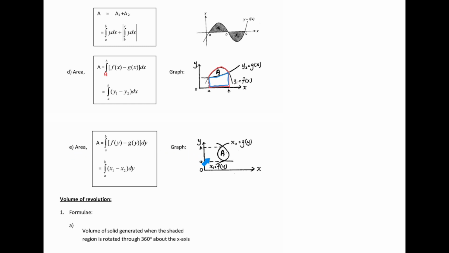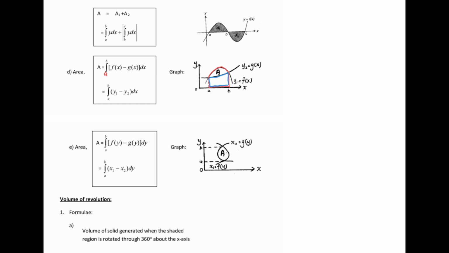Okay, so we move on. Next one, E. So if you want to find area in this way, we have 2 curves here. The first one is x equal to f(y), which is this curve. The second one is x equal to g(y), which is this curve. So you want to find the shaded area here. So you are going to use this formula. Integrate from a to b. A to b is the lower and upper limit on the y-axis.